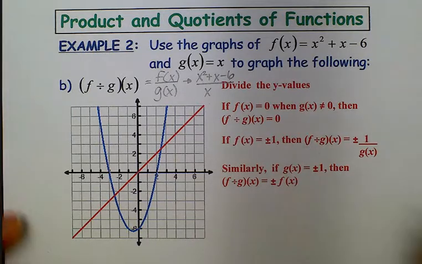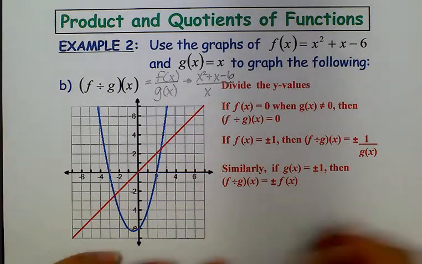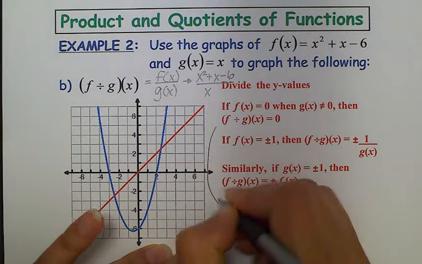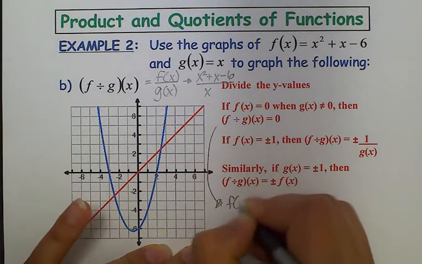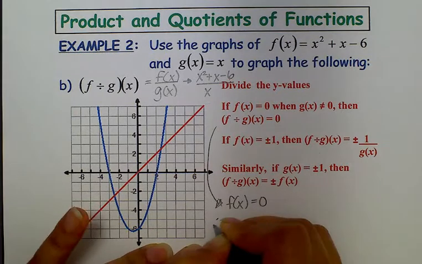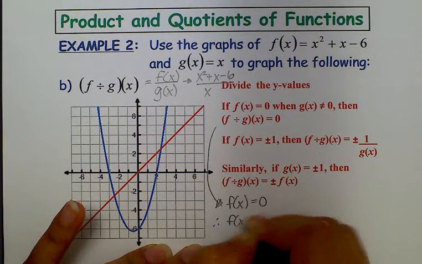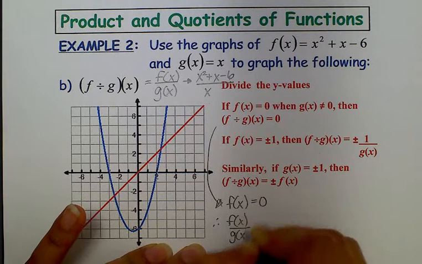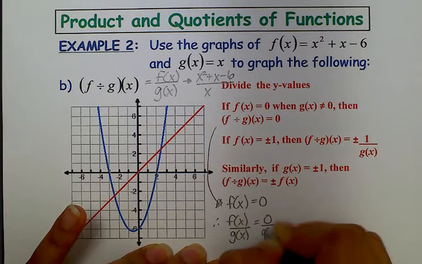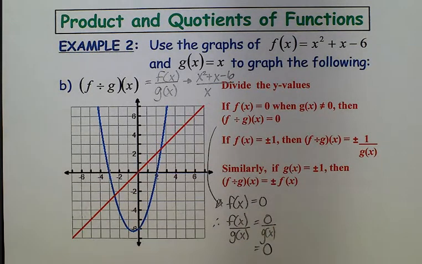So in other words, if f of x is equal to 0, and I'll draw this down here, if f of x is equal to 0, then that means that f of x divided by g of x is equal to 0 over g of x, which is equal to 0. So wherever the numerator of the function is equal to 0, then that means that the quotient of the functions will also be equal to 0.